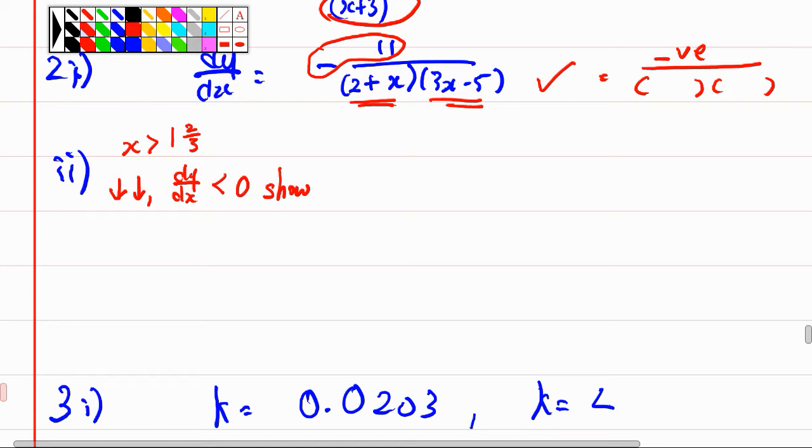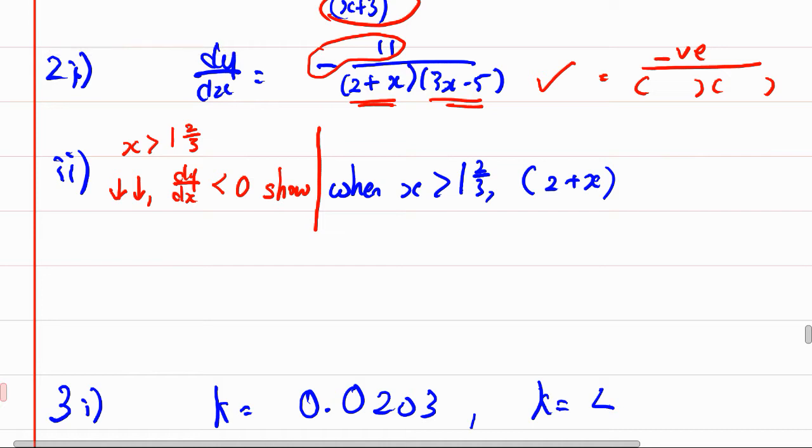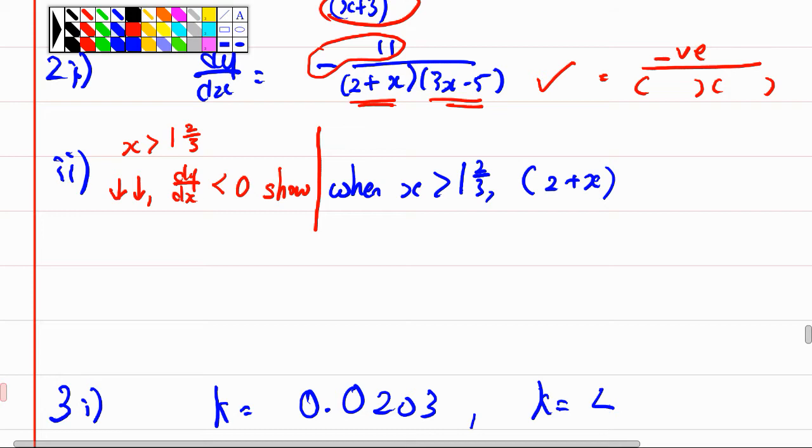Now let's start with the first one. So what you want to write? Working. When x is more than 1 and 2/3. First, tell me 2 plus x. Is it more than 0 or less than 0? How do I know? I put numbers inside. More than 0. So you put 1 and 2/3 inside the first bracket. This is 1 and 2/3. This is 2. This is 3. This is 4. You notice that 2 plus something is more than 0. So what you want to write? This is more than 0. First you follow? Okay, good.